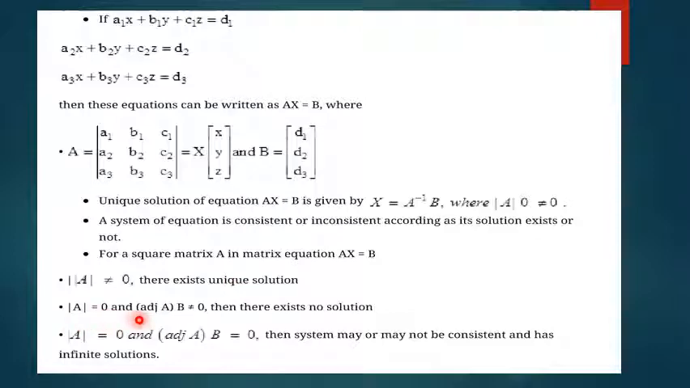If mod of A is 0 and adjoint of A into B is not equal to 0, then there exist no solutions. These are the conditions for consistent and inconsistent. And if mod of A is 0 and adjoint of A into B is equal to 0, then the system may or may not be consistent and has infinite solutions. So these are the three conditions. Now this is all the basics from throughout the textbook which I have just explained.